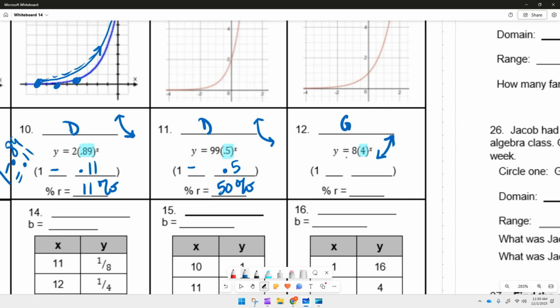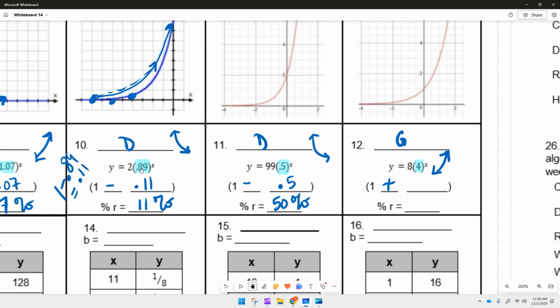Okay, this is growth, so we know this is 1 plus. And 1 plus, remember, to get that actual value we subtracted from 1 originally, to get that B value, I'm going to subtract 0.89 from 1. That gives me 0.11. So to get that 0.89, I had to subtract 0.11 from 1. So think, 1 minus 0.5 gives me 0.5. So that one was 50% is 50%, right?